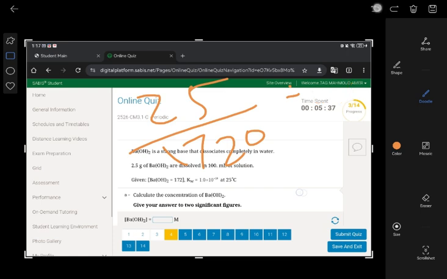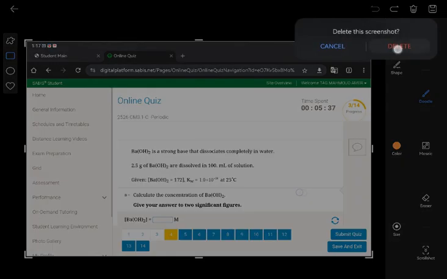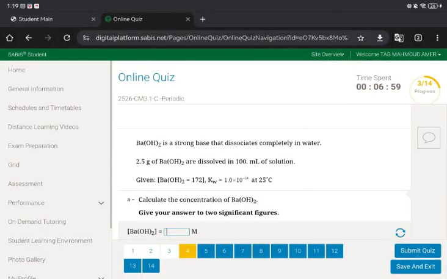So if you do that, 2.5 over 172, you get your answer, and then you divide it by 0.1. The answer is, it said two significant figures, 0.15.